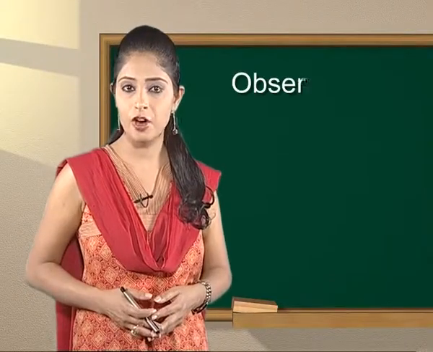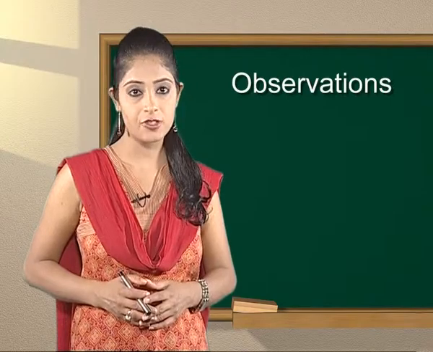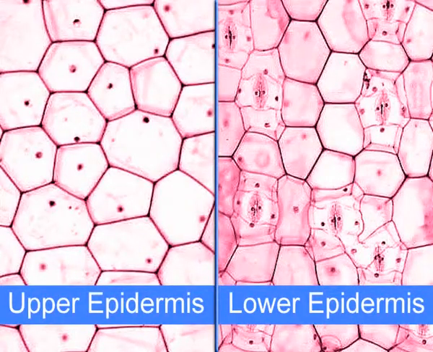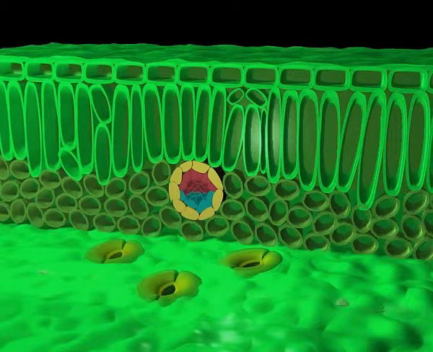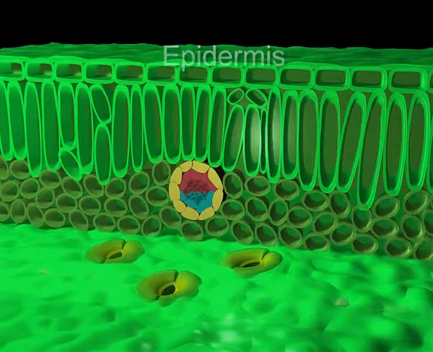So what did we observe? In the leaf of Petunia, the number of stomata is more on lower surface as compared to upper surface. Or we may also say that stomata are present mainly on lower surface of leaves. We also observe that epidermis consists of a single layer of cells. Stomata remain embedded in these epidermal cells.